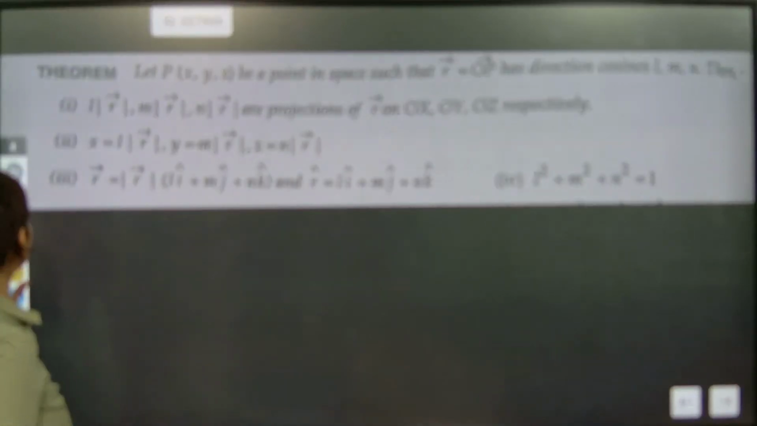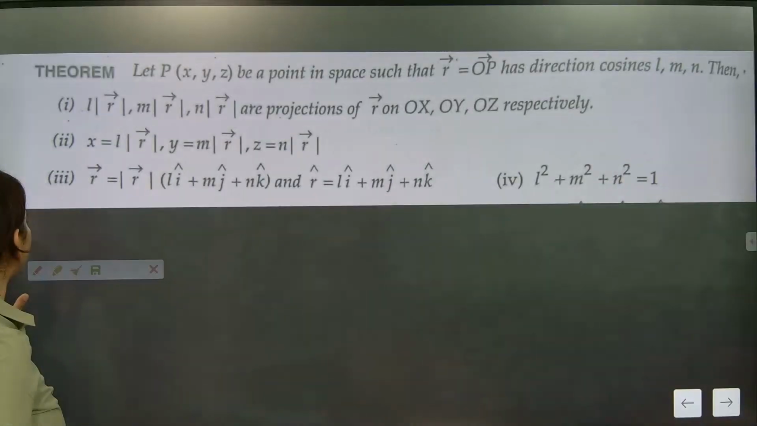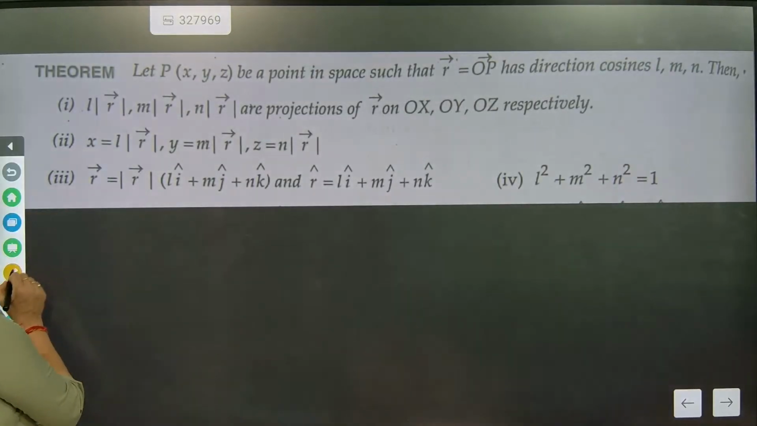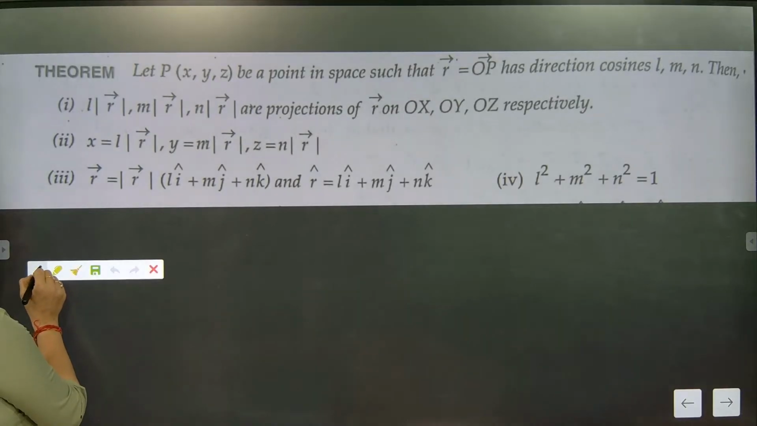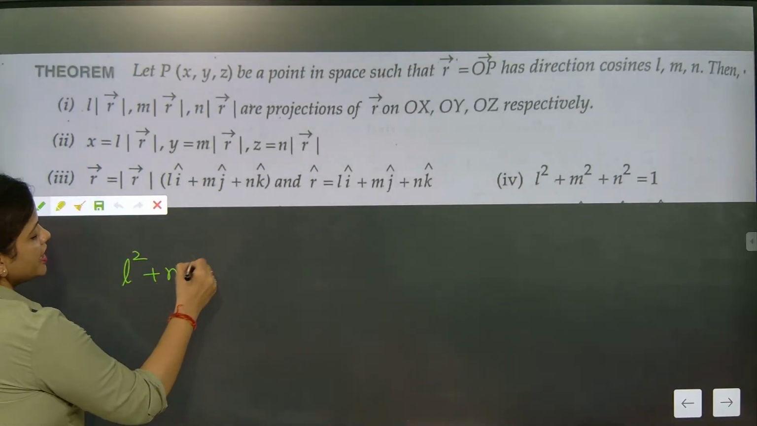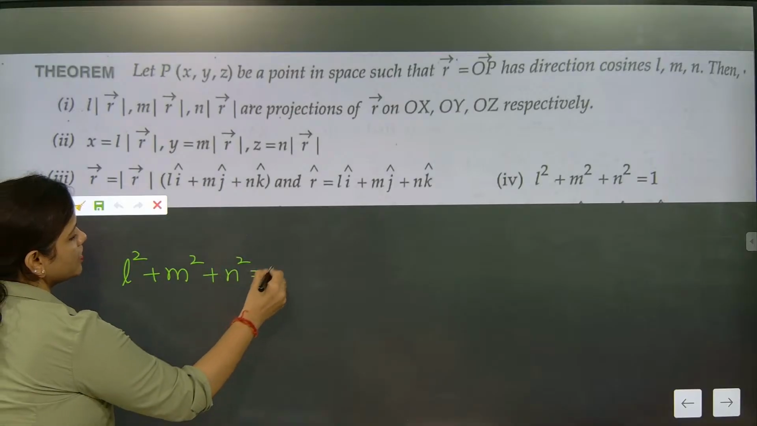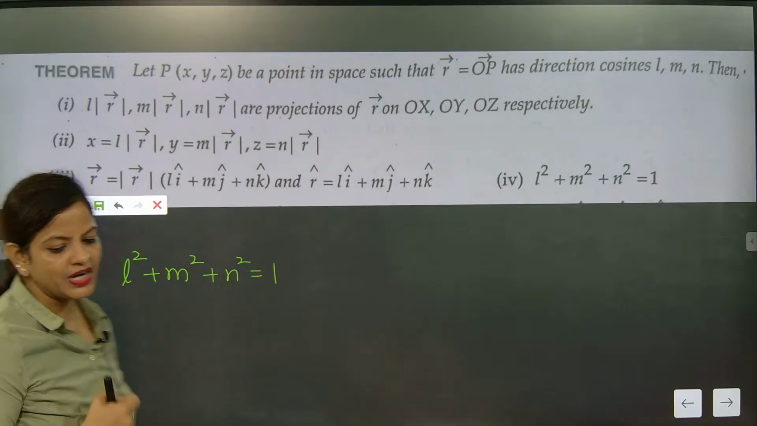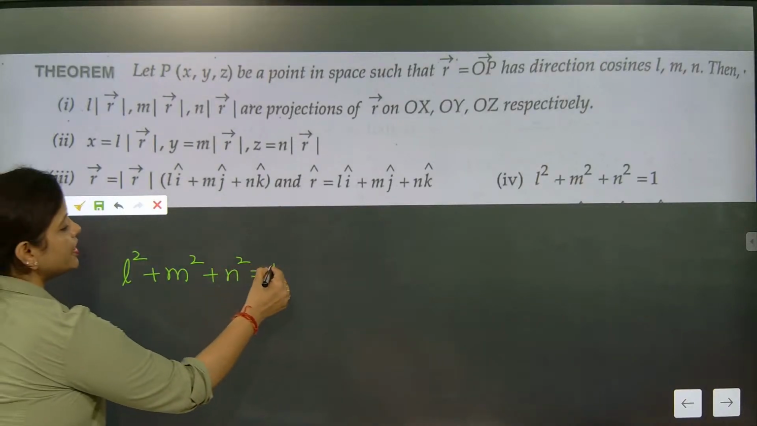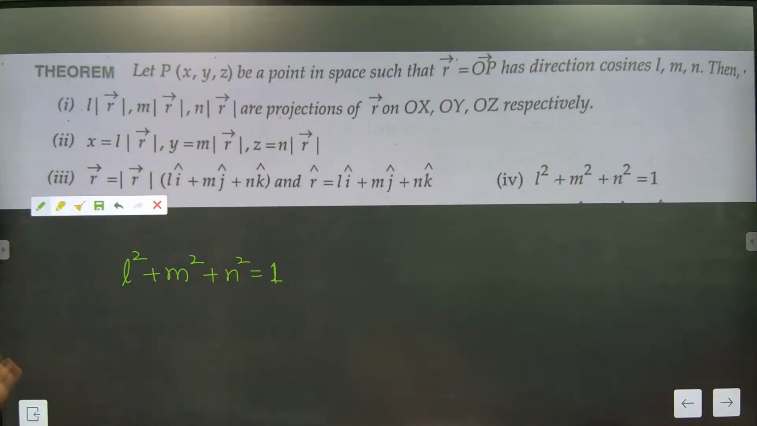Okay, so now how cleverly are we going to use that section? Now check that one out. They told us to prove this part: L square plus m square plus n square. That is L square plus m square plus n square equal to 1. This is what they are expecting us to prove. Okay. So how are we going to prove this one, beta? Now check this one out. How are we going to prove it?